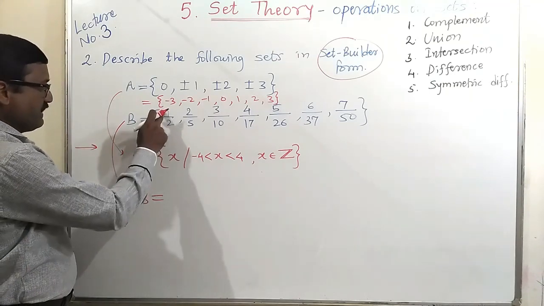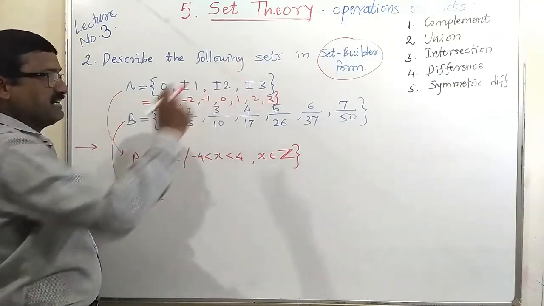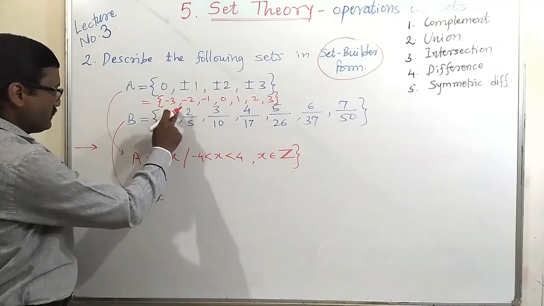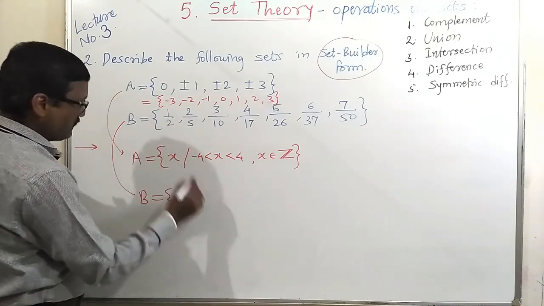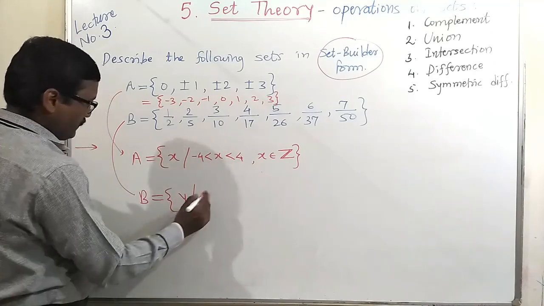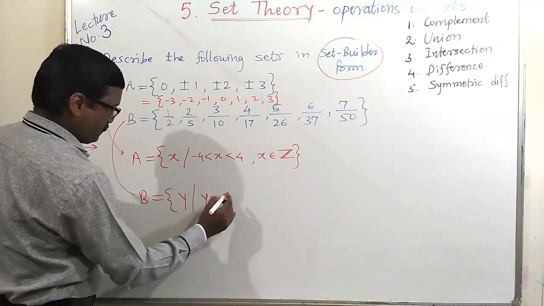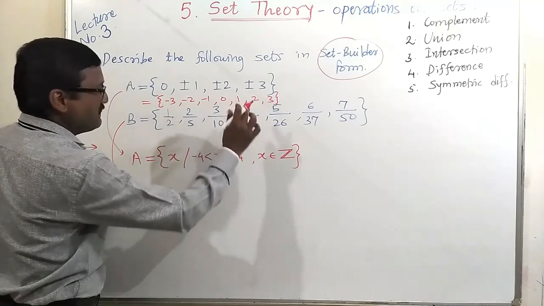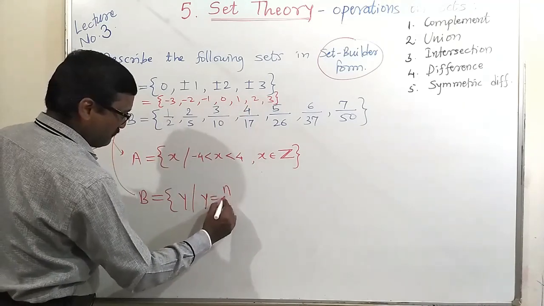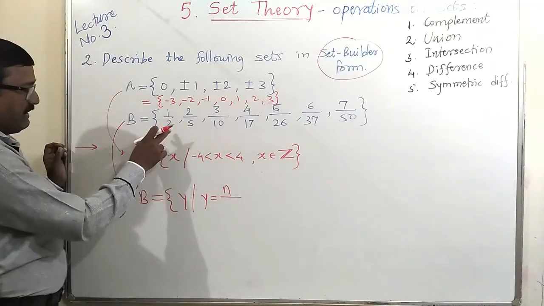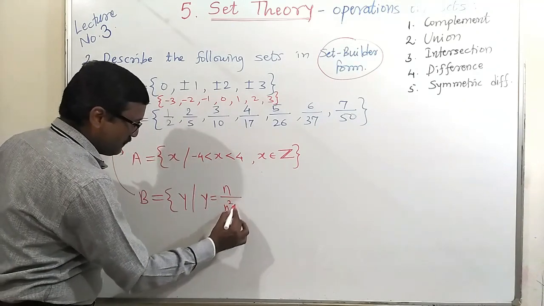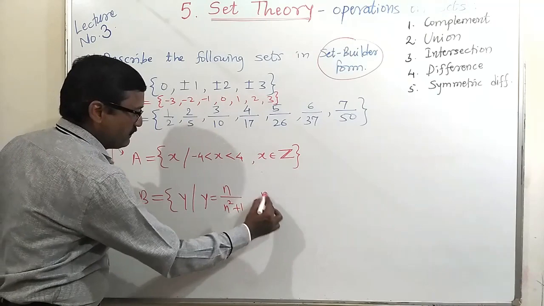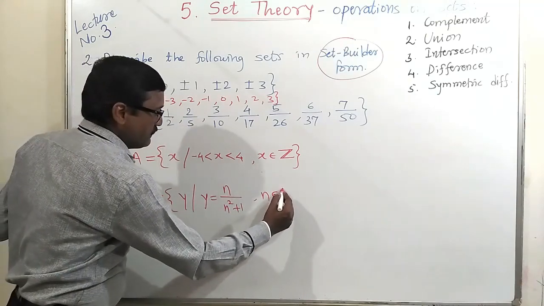Because 1, 2, 3, 4 are natural numbers, if you consider this, B is the set of all y such that y is equal to, at the numerator it is a natural number, so write n, and at the denominator it is the square of the numerator plus 1, that is n square plus 1, where n is a natural number.